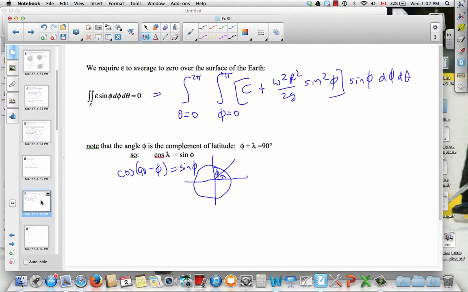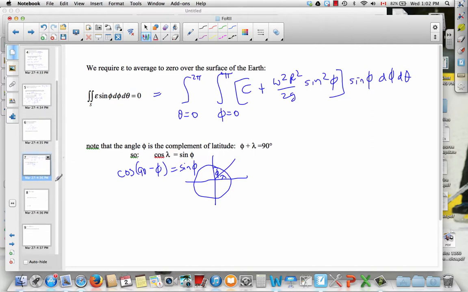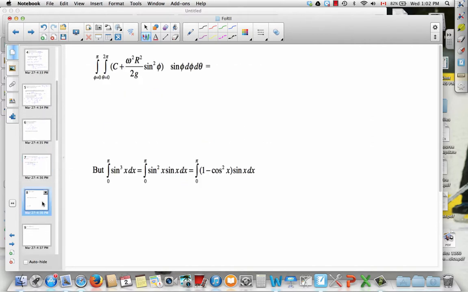Okay, so we've got a little integral to do. Well, the theta integral is nothing. That just gives us a factor of 2 pi. We've got to integrate the constant c over the surface. C just pulls out, and then we end up integrating sine phi d phi. And then that just ends up being the surface area of a unit sphere. So that's just 4 pi c.